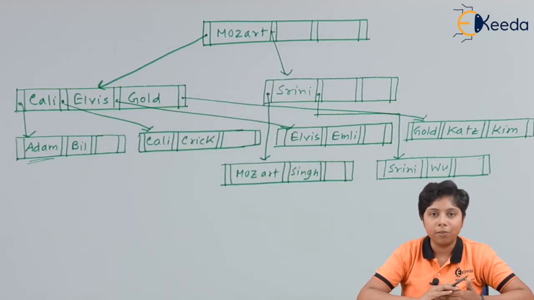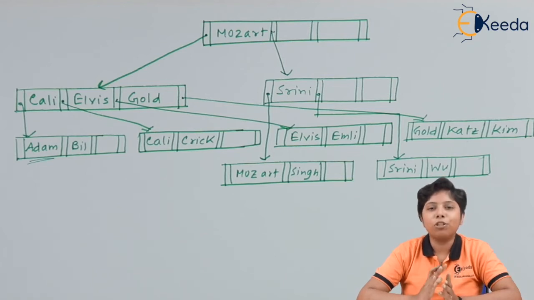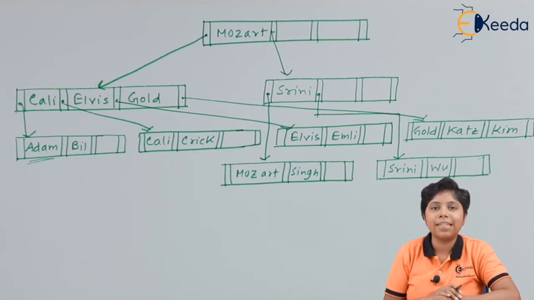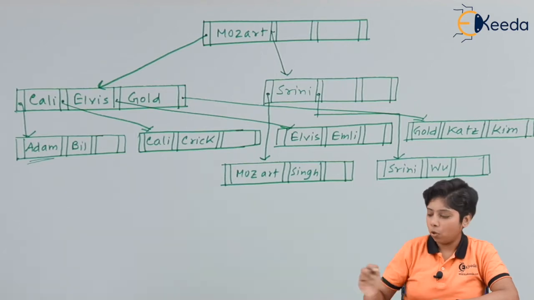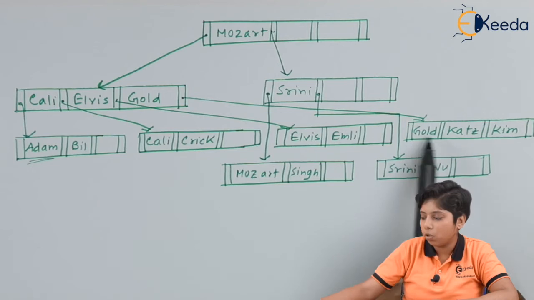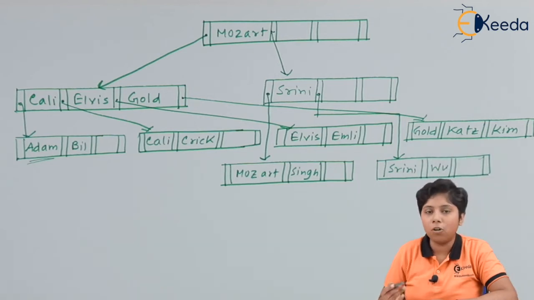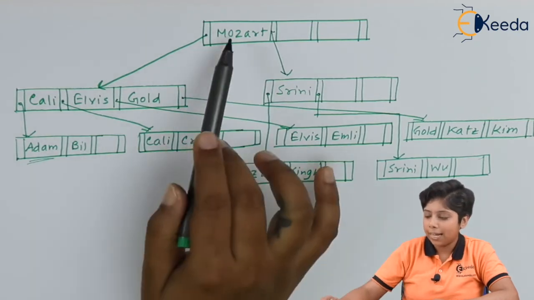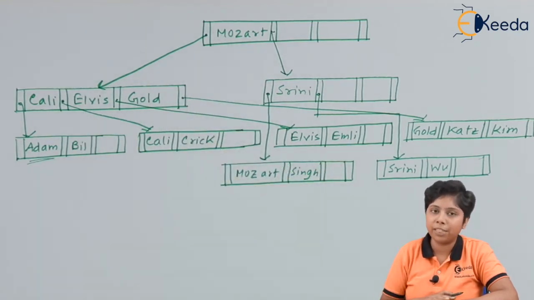Now let us see another example. Suppose I want to add another value to this existing B plus tree, that is Lamp. So how can we add Lamp? Lamp will go to the right side of Gold, in the node with Gold, Cat and Kim, and to the left side of Srinivasan. And Mozart will be on the right, because in the order J, K, L, M, L comes before M.